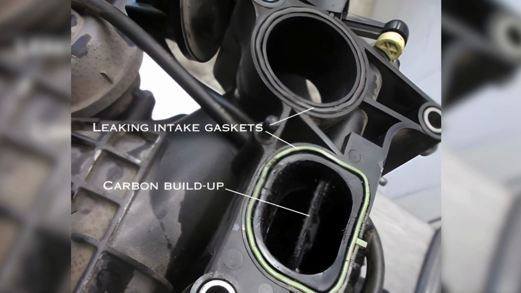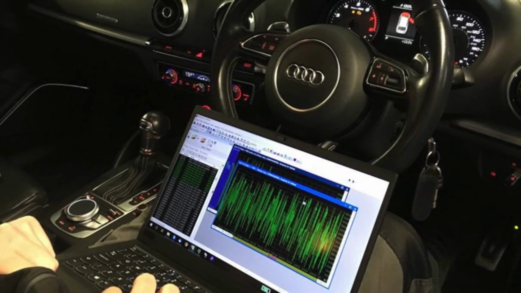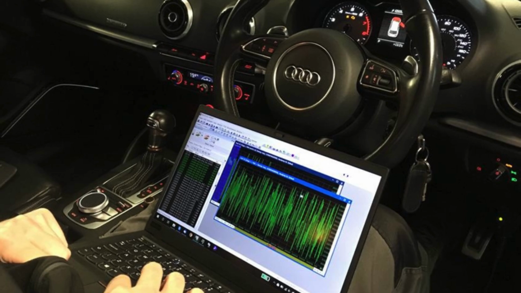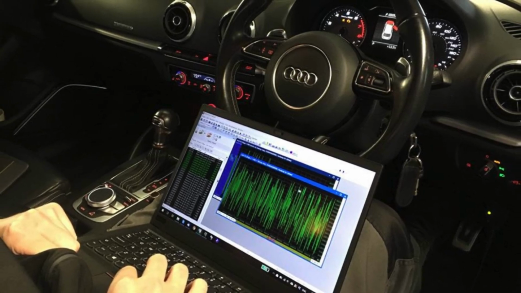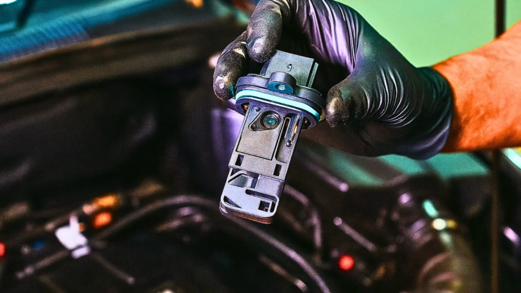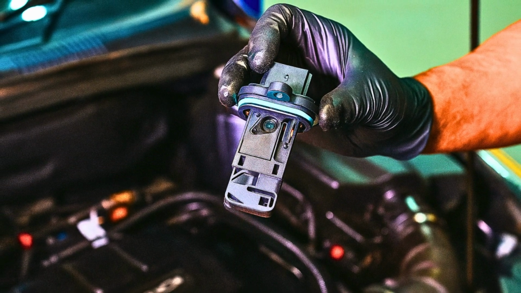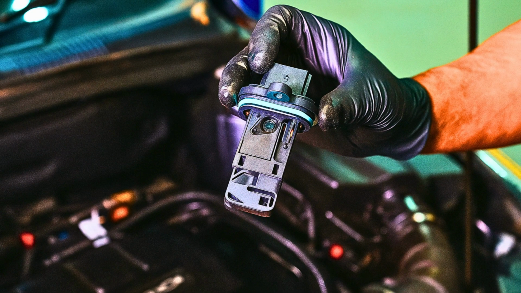When extra air sneaks into the engine without passing through the MAF sensor, the ECM thinks less air is coming in than there really is. That mismatch can instantly trigger the P0102 code. So if your MAF sensor looks clean and the wiring checks out, make sure to inspect the entire intake system for leaks. Even a tiny crack in the air hose can cause big problems for airflow readings.